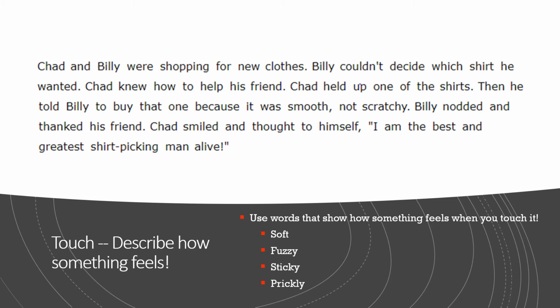So in this paragraph, go ahead and go back and look and see which one has the touch description, or uses one of the words to describe what something touch or feels like. That's right. They use smooth, not scratchy. That makes you be able to picture what that shirt feels like when you touch it. Nice job.